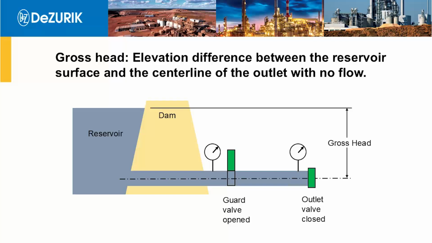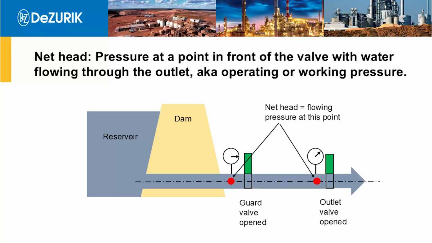So a few head terms that we need to establish. The gross head is what we would call static head. It's basically the difference in elevation between the top of the reservoir and the center line of the pipe that our valve is installed in. Net head is dynamic head. Once the water is flowing through our valves, it's the pressure that you would measure either in front of the guard valve or the outlet valve.